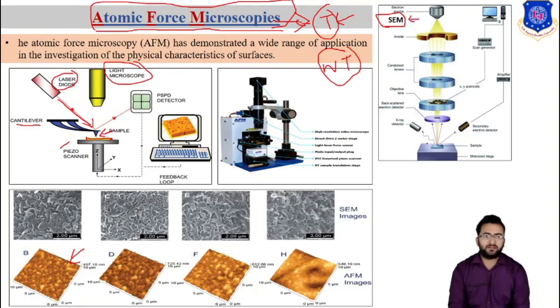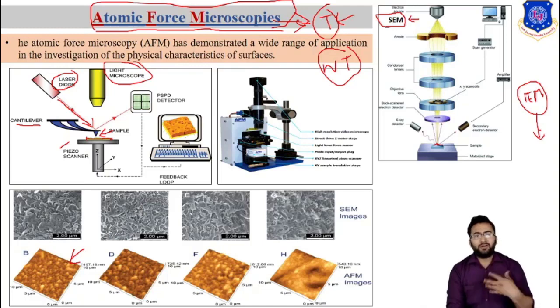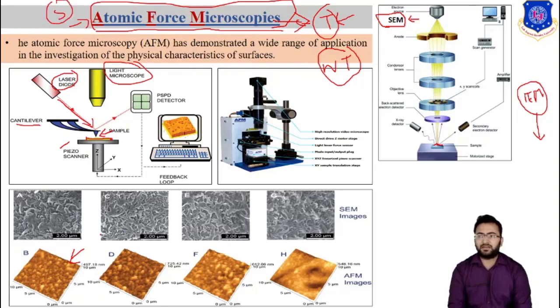In SEM we are just getting surface morphology, whereas in TEM the electron passes through the sample and we get whole information about the surface and other components. In SEM we are just getting information about the surface. In AFM we are also getting information about the surface, but we get a 3D diagram just like this, compared to SEM. So this is one example of an SEM image, and this is one example of an AFM image.